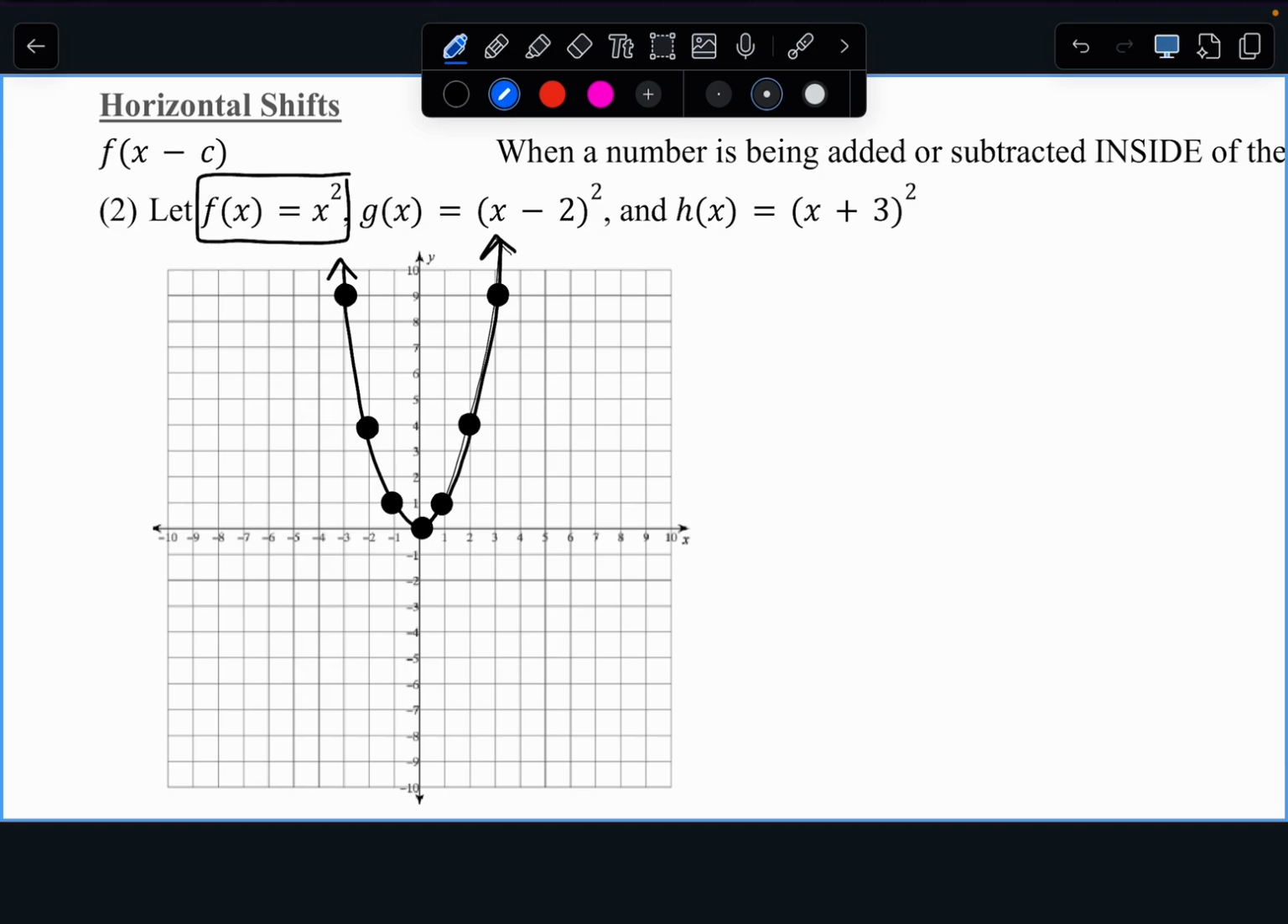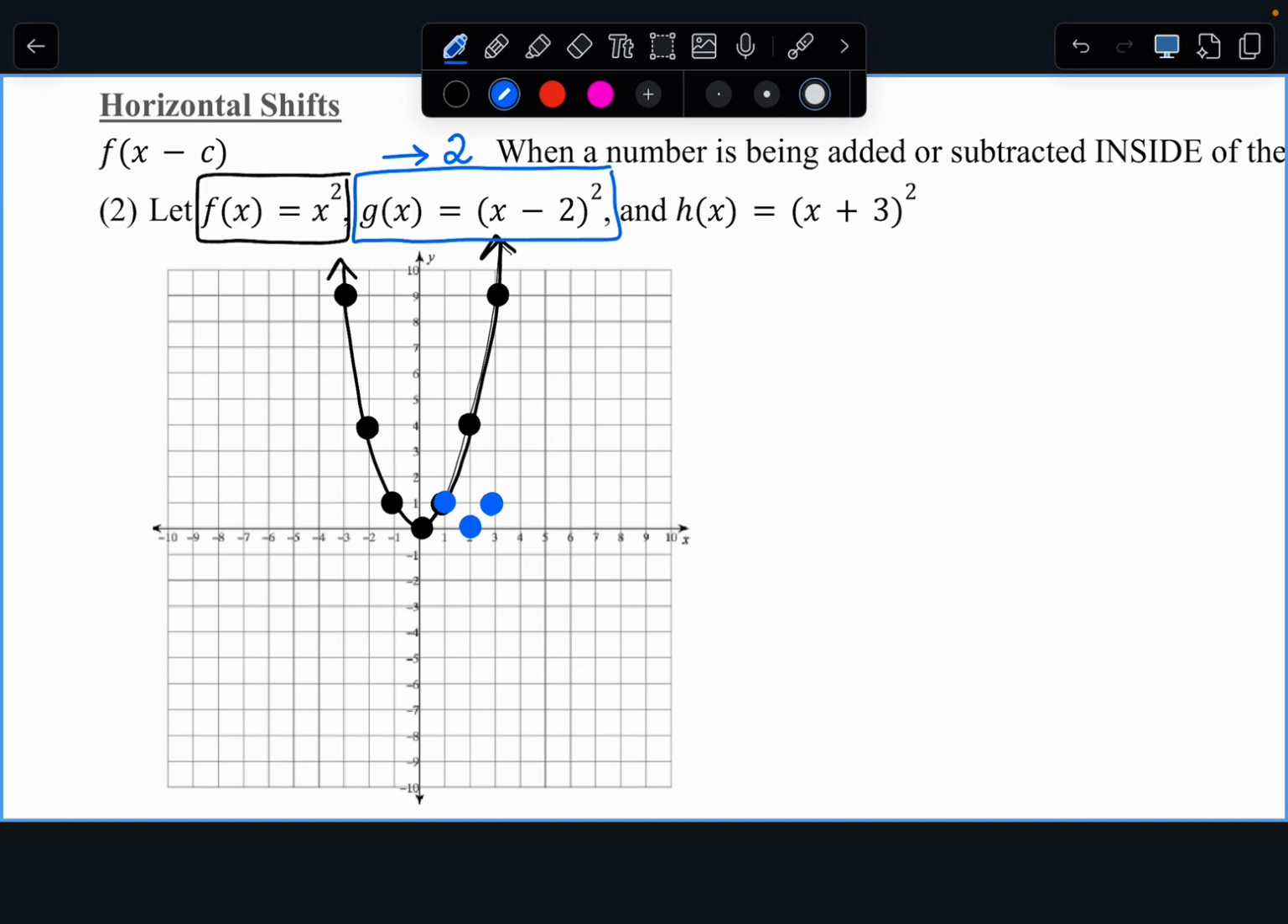G of x, what would I have to plug in for x to make what's in parentheses equal 0? 2. This means it moves right 2 because I'd have to plug in a 2 to make that go to 0. So instead of being 0, 0, we have 2, 0. 3, 1, and negative 3, 3, 1, and 1.